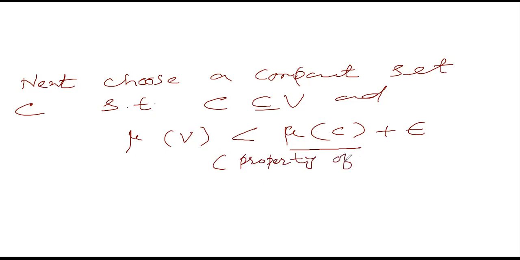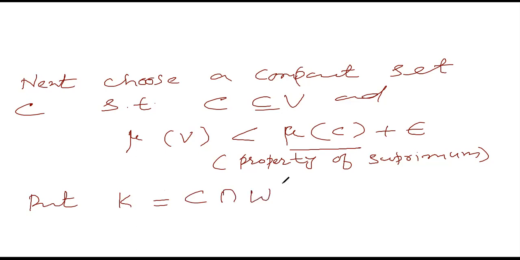Property of supremum. So next we put K equal to C intersection W complement. Then K is a compact subset of B.